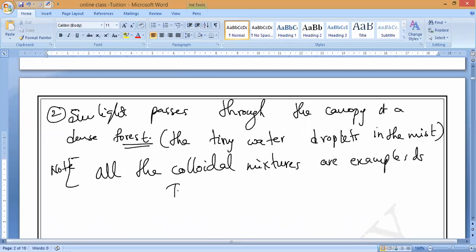Examples of Tyndall effect. Tyndall effect means what? Scattering of light. Do you understand, guys? So everything is called the Tyndall effect. So that is all called scattering of light. Is it understood?